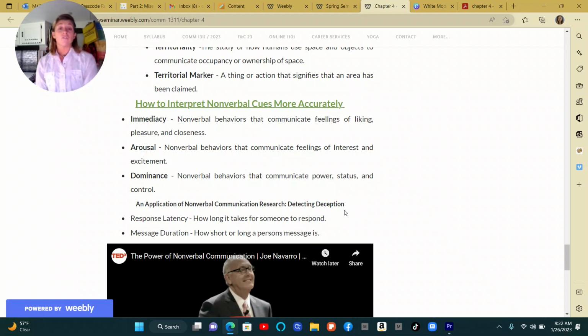And an application of nonverbal communication research is detecting deception, right? So through immediacy, arousal, and dominance, you're using these cues to understand when you're being deceived. And this is so important. I think in a lot of different jobs and fields, we have to understand this. Human resources, business, criminal justice, right? Communication, even in the medical field, right?